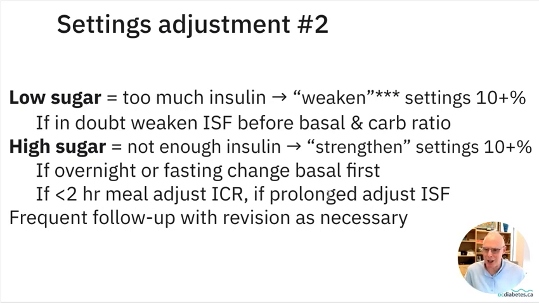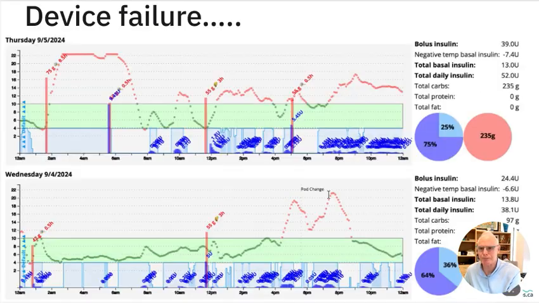If the abnormality is less than 2 hours after a meal, if the sugar's high, then you're probably going to strengthen the carb ratio. If you have a prolonged high after a meal, you will be better served to adjust simply the ISF on its own. And ultimately, you're going to follow up these people frequently. So if the adjustment you do doesn't fix the problem, you get to revise and fix. And at the same time, of course, you're learning, and so is your client.